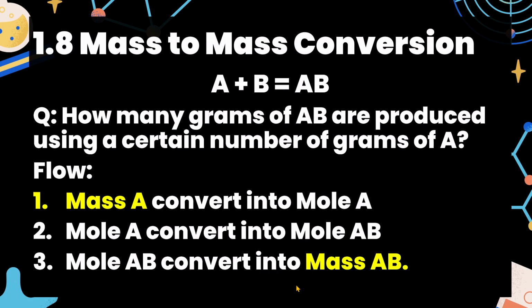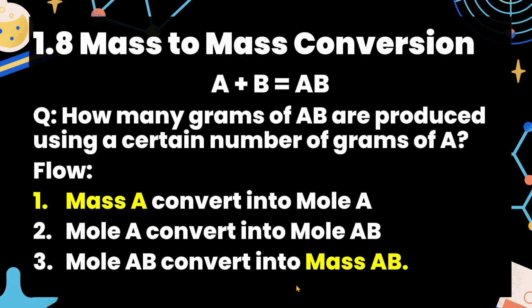So the flow is something like this. First, as always, the given information is mass of a substance. Because the problem says a certain number of grams of A, let's say the mass of A is already given in the problem. Mass A, using that information, is converted into mole A. So we'll use mass to mole conversion for step 1.